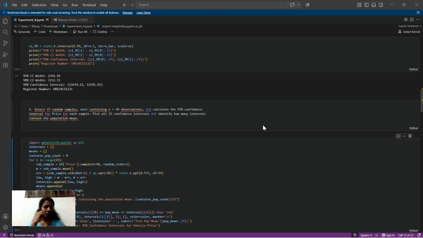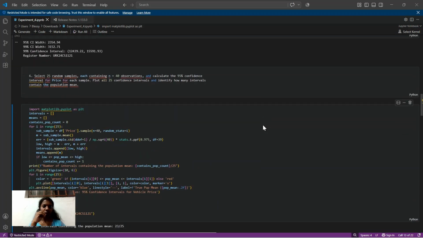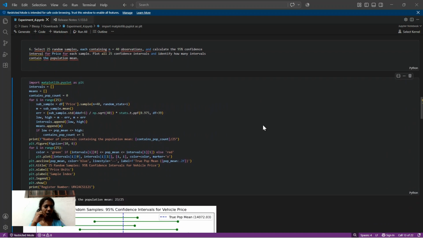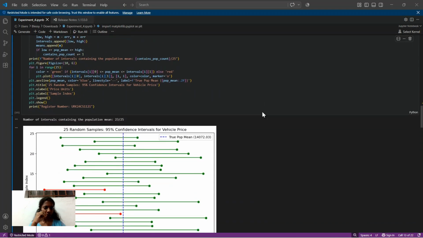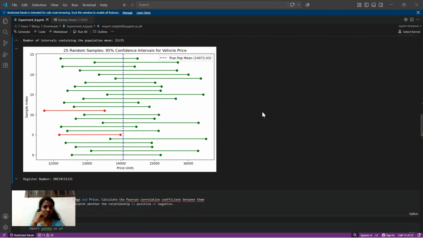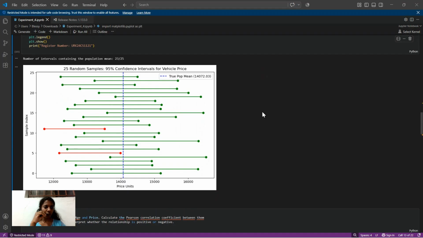The sixth question is to select 25 random samples, each containing n equal to 40 observations, calculate the 95% confidence interval for price for each sample, and plot all 25 confidence intervals. Identify how many intervals contain the population mean. Using a for loop with range 25 and importing the matplotlib library, we give the other values. Then using axvline and other labels, we have plotted the graph, which shows the 25 samples, that is the 95% confidence intervals for vehicle price. The true population mean is shown with the price units along with the sample index.